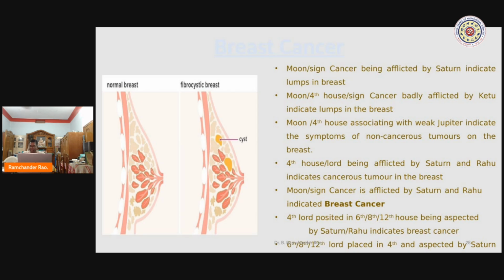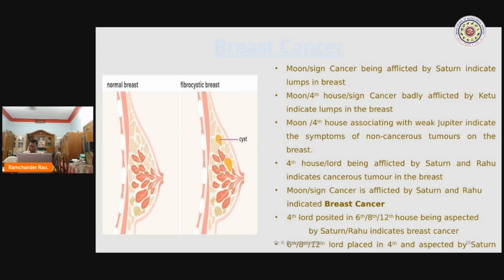Breast cancer: Moon and sign Cancer being afflicted by Saturn indicate lumps in the breast. Moon or fourth house sign Cancer badly afflicted by Ketu also indicate lumps in the breast. Moon or fourth house associating with weak Jupiter indicate the symptoms of non-cancerous tumors on the breast. Tumors will be formed on the breast. Fourth house lord being afflicted by Saturn and Rahu indicates cancerous tumors in the breast. So when the fourth house is aspected by Saturn and Rahu, it will turn into a cancerous tumor in the breast.